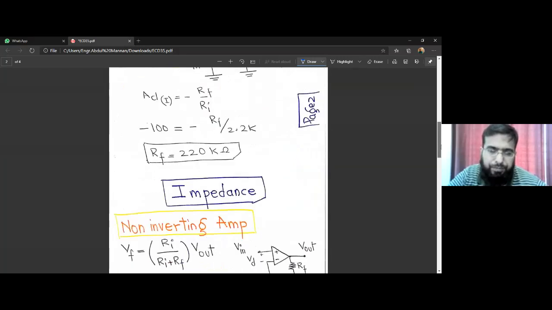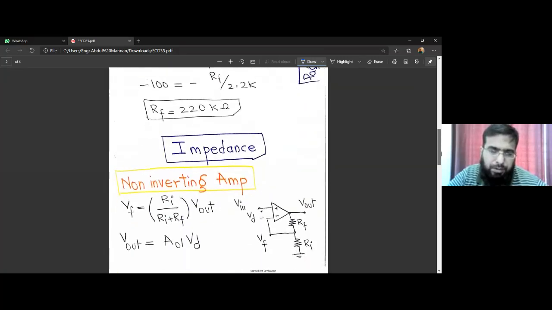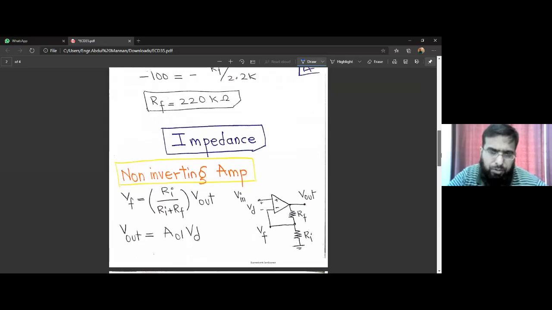Right, the next is the impedance. We will talk about the impedance of the non-inverting amplifier, the impedances of the voltage follower, and the impedances of inverting amplifiers in this lecture and in the next lecture to come. When we talk about impedance, we will talk about both the input impedance Zin and the output impedance Zout. So let's see what Zin is for a non-inverting amplifier.